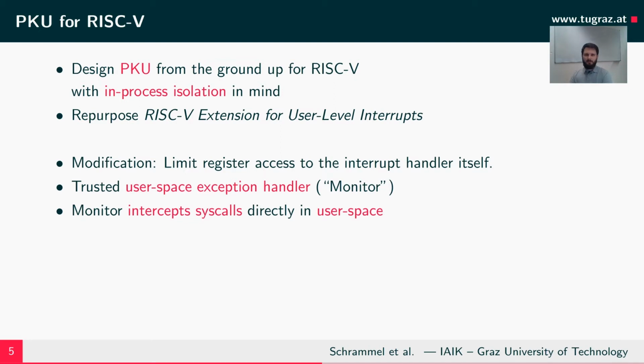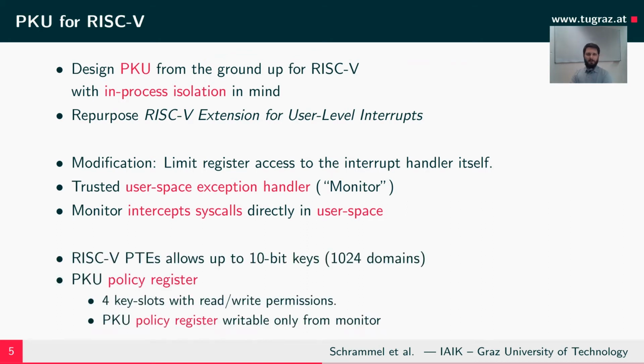First, we limit the registers related to this interrupt handling so that only the interrupt handler itself can modify it. This gives us a trusted user space exception handler, a so-called monitor. This monitor is also able to intercept syscalls directly in user space. This is possible because on RISC-V, syscalls are implemented as exceptions. And this extension for user-level interrupts can also delegate exceptions directly to this user space handler.